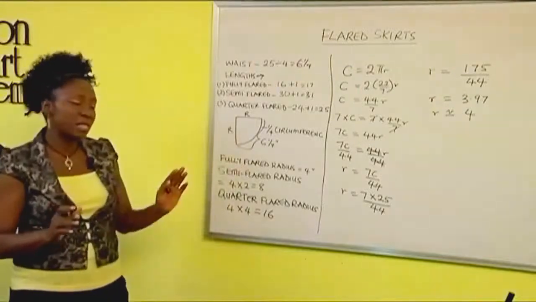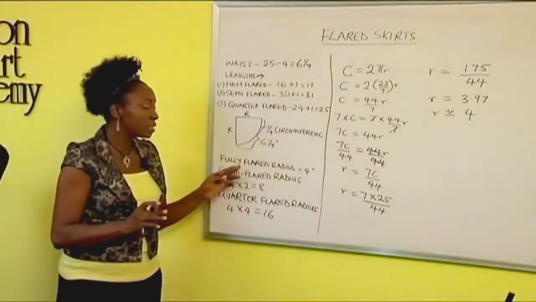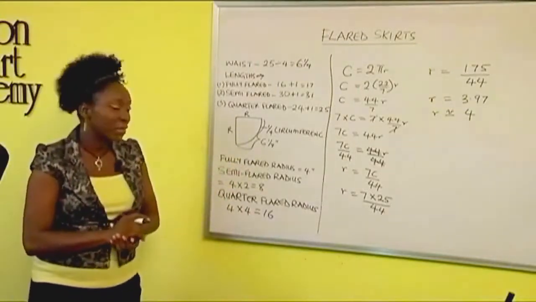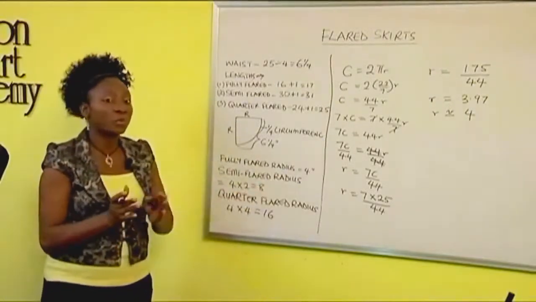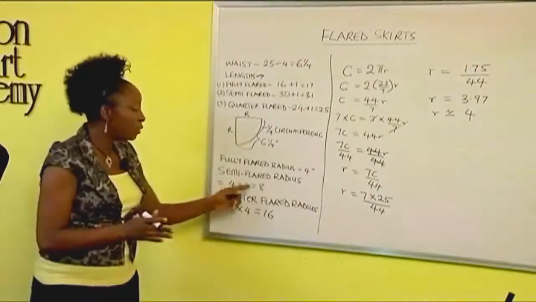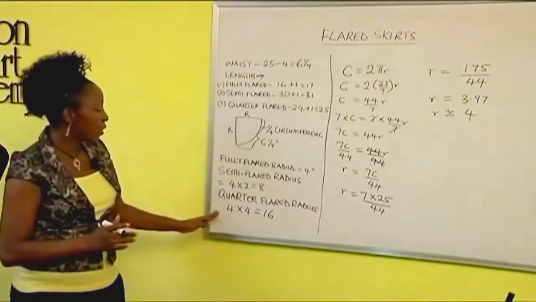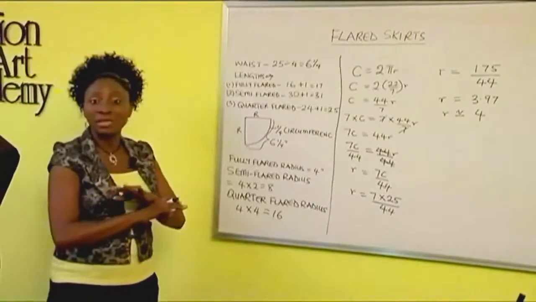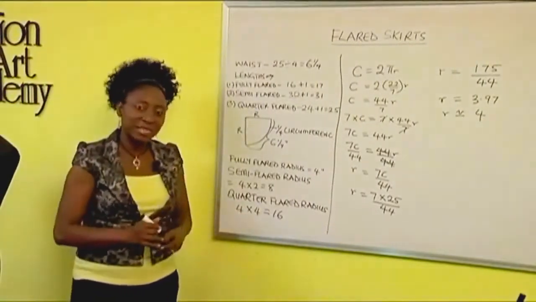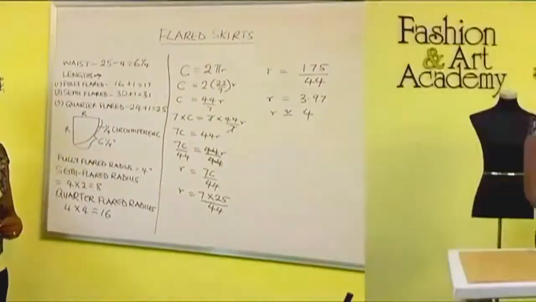And you can see the differences. We're making our fully flared skirt, we have to fold it into 4, and we'll use 4 inches. We're making a semi-flared skirt, we'll fold it into 2 only, and we'll use 8 inches. And of course, for our quarter flared skirt, we would not fold it at all. We'll just use it single ply. So let's go to the table and see how this works out.